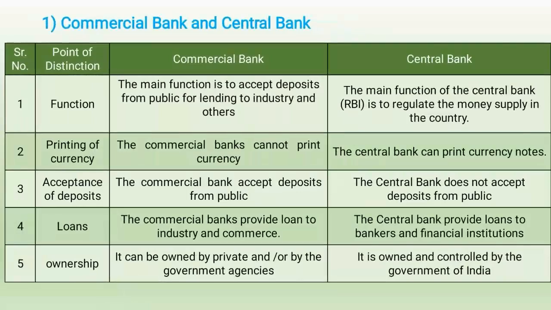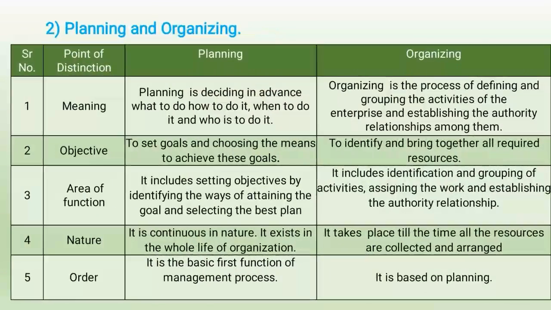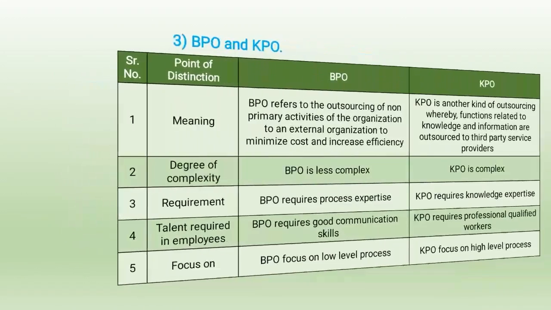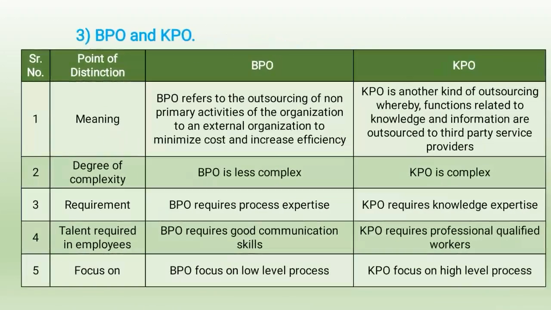So, you will find the answer here. I have written in 4 columns. Now second is planning and organizing. You will find here the point of distinction are meaning, objective, area of function, nature, order, etc. Now the third question is BPO and KPO. Again, point of distinction are meaning, degree of complexity, requirement, talent required in employees, and focus on.